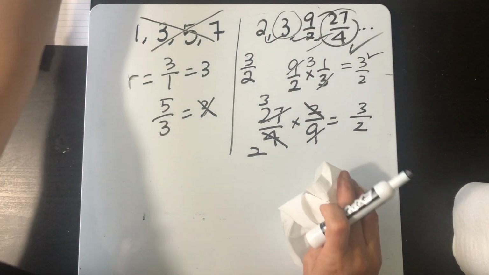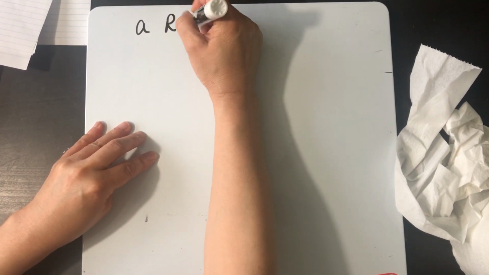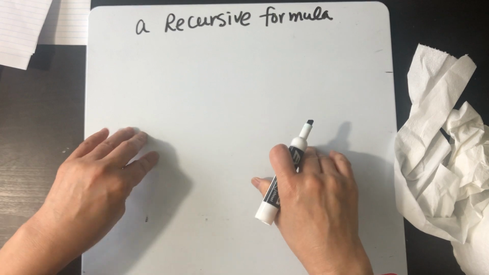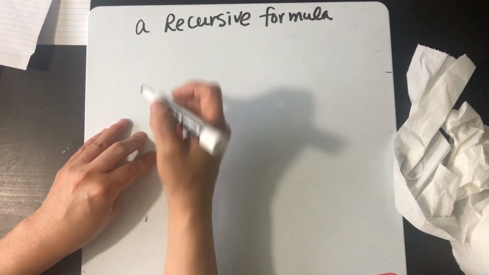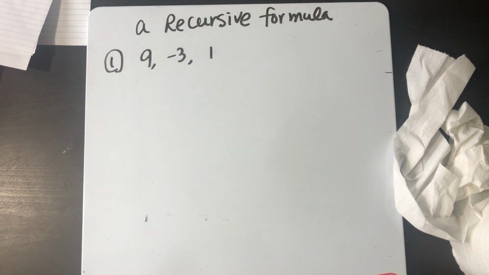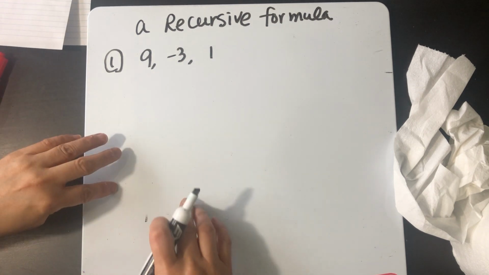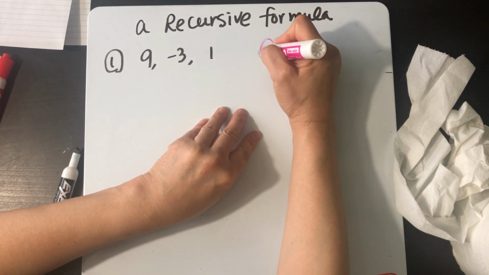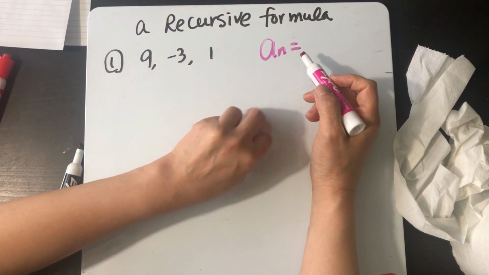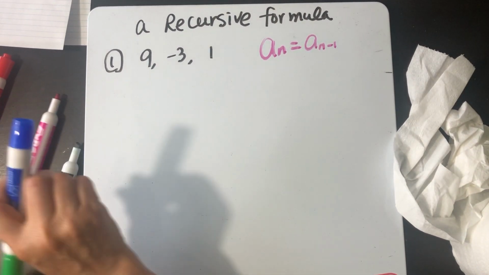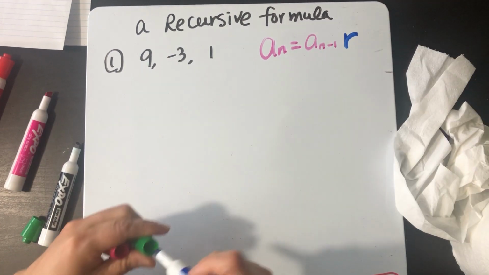Okay, next question. The question says, write a recursive formula for each of the geometric sequences here. So the first one, number 1 is 9, -3, and 1. The first thing you want to do is write the formula for a recursive one. That means in terms of the one before. So in geometric, the one before is a sub n-1 times what? You have to times r, right? So that is the formula.